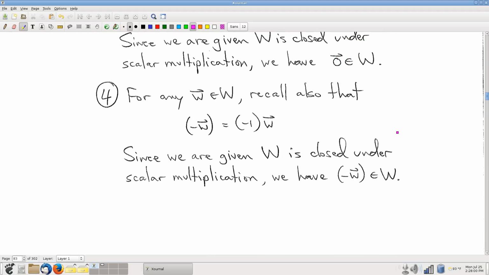Likewise, for additive inverses, for any vector in W, take that vector and multiply by the scalar -1. As mentioned in the last section, that gives the additive inverse. Well, if the vector is known to be in this set W, then multiplying it by a scalar gets you something that is therefore known to be in W, because W is closed under scalar multiplication, and therefore the additive inverse is also in W.